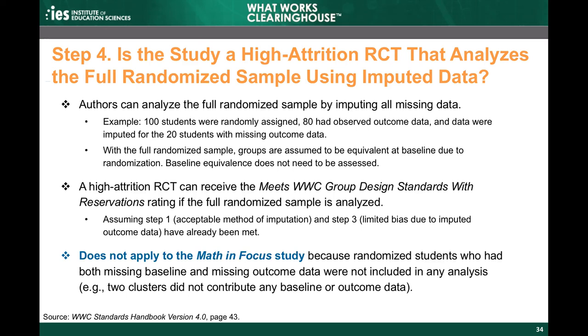In the example math and focus study, this step does not apply to any of the analyses because there were randomized students who had both missing baseline and missing outcome data, and those students were not included in any analysis. So for instance, two clusters did not contribute any baseline or outcome data, and they were not included in any of the analyses, which is why step four does not apply to the example study.